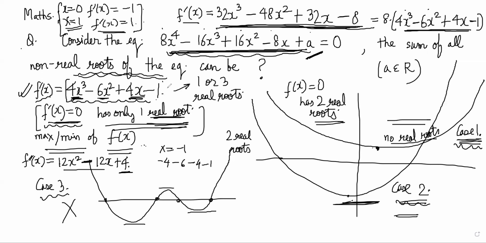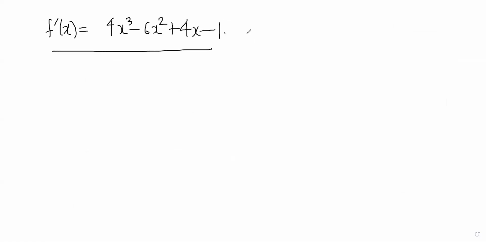So the point of maxima or minima of this function, or the root of this equation, if I can find, then it will be better. We don't know the root yet. f dash x is equal to 4x cube minus 6x square plus 4x minus 1. We have to find when it is equal to 0. We know it happens between 0 and 1. So when is it equal to 0?